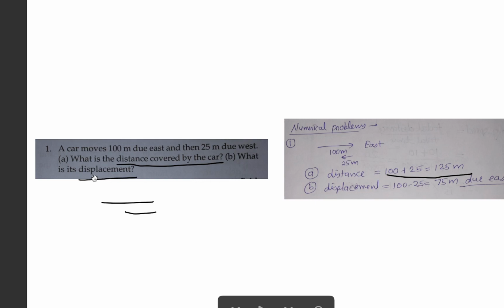And the displacement is a vector quantity. So if a car is moving 100 meter in east direction, then returning 25 meter in west direction, the displacement is 100 minus 25, because we have to be very careful with the direction. So 75 meter due east is the answer for the displacement.